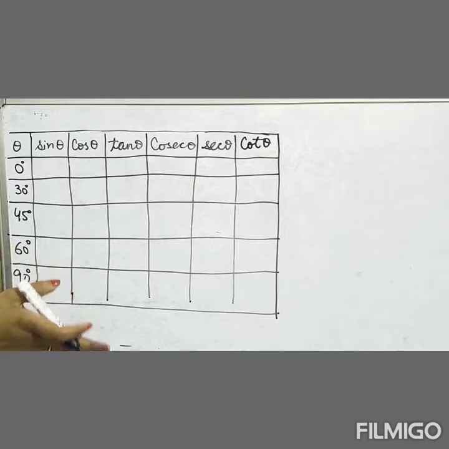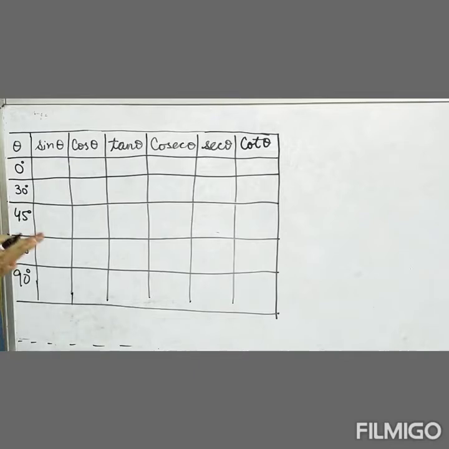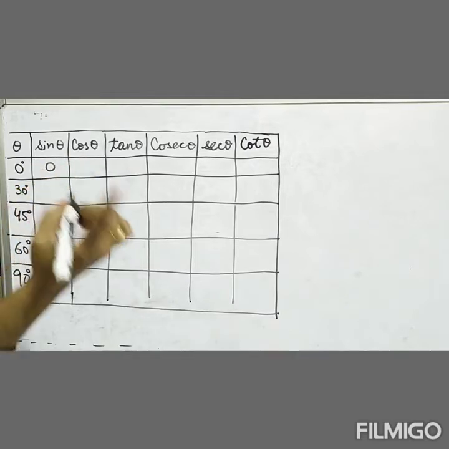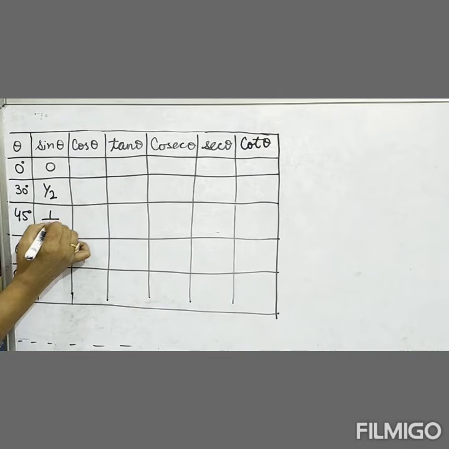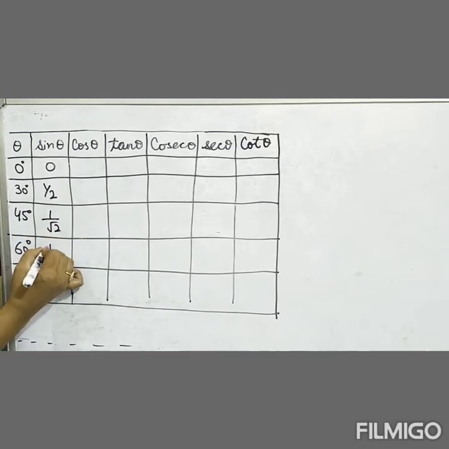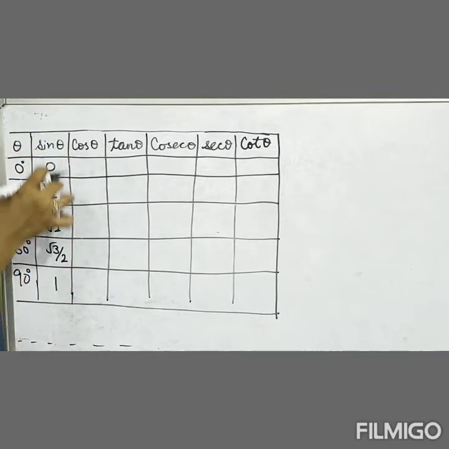Now, just now we have already found the values of sine 0, 30, 45, 60 and all. So what were they? They were 0. Have you noted them down somewhere or not? 0, 1 by 2, 1 by root 2, root 3 by 2 and 1. So the values of sine theta we have already done by the previous method, as I told you.